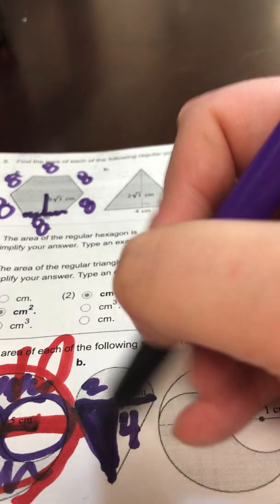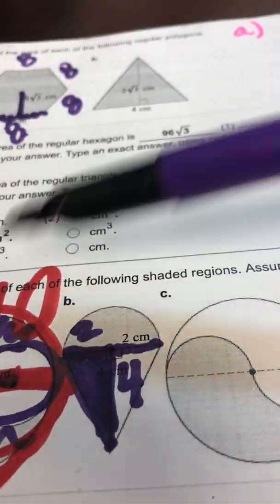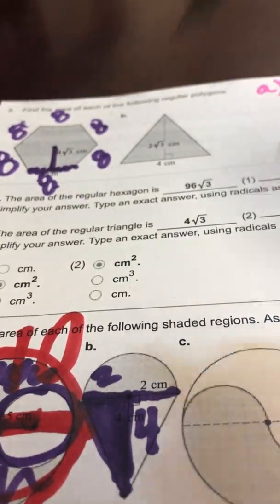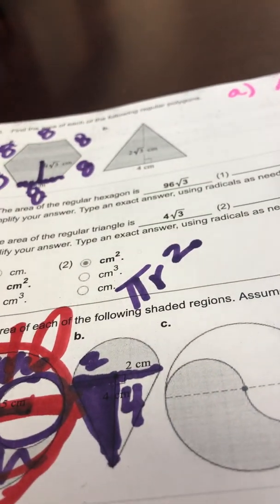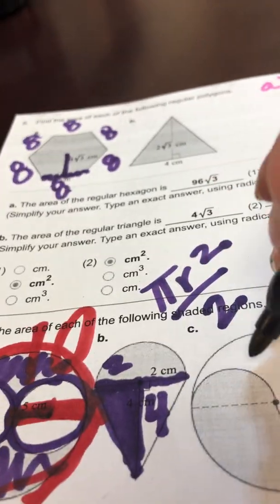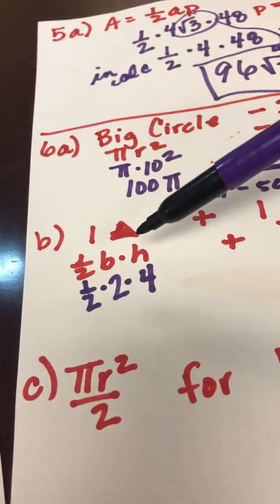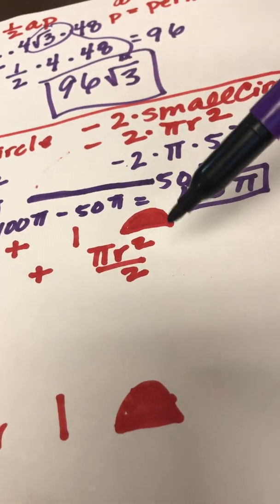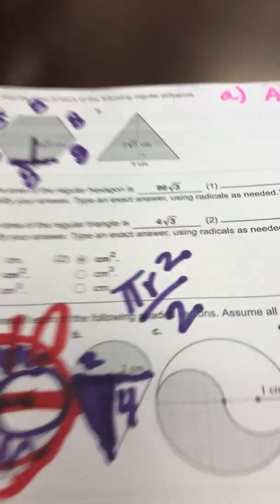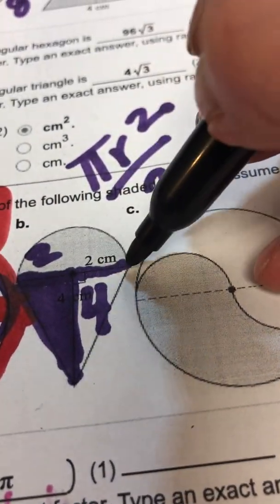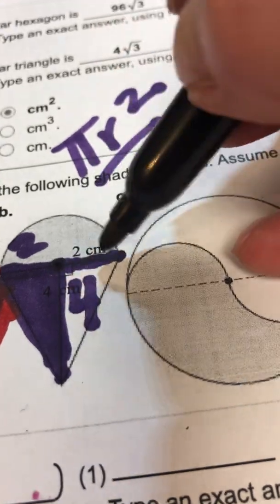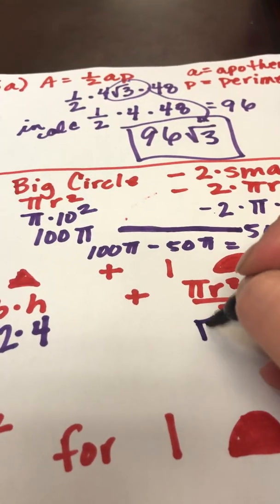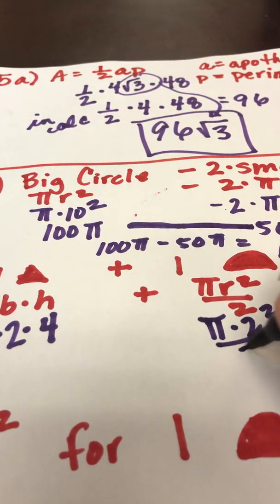Then I need to add on this semicircle at the top. Area of a circle is pi r squared. But if I have a semicircle, it just means chop it in half. So pi r squared over 2. So I'm going to take the area of the triangle plus the area of the semicircle. And the semicircle is pi r squared over 2. Let's see what the r is. The r is from the outside to the center, which they already labeled as 2. So let me put in a 2 for that r. We're going to have pi times 2 squared over 2.